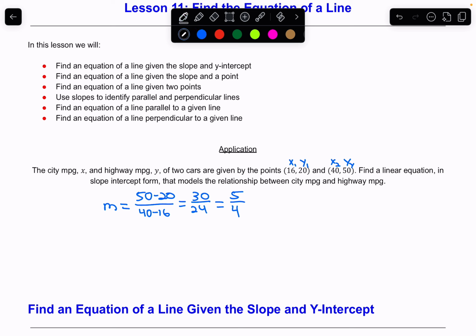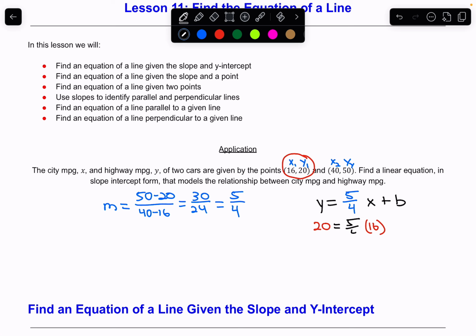So now we're going to write our equation with this slope plugged in. So y equals 5 over 4x plus b. I'm going to go ahead and write that 5 over 4 in blue to match what was on the side. All right, and then now we can plug in either of our coordinates to find out what this b value is. So I'm going to go ahead and use the (16, 20), just because those numbers are smaller than the (40, 50), but it does not matter which one you choose. So I'm going to plug in 20 for y and 16 for x.